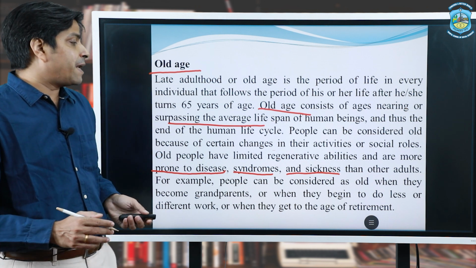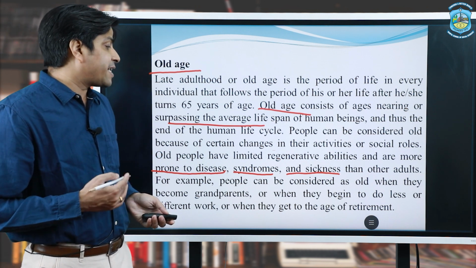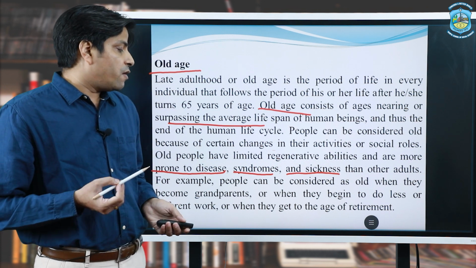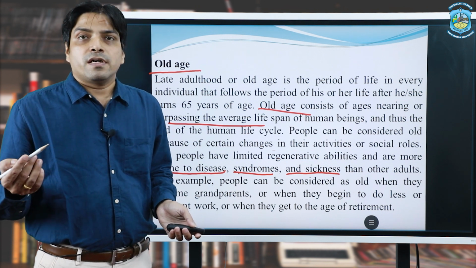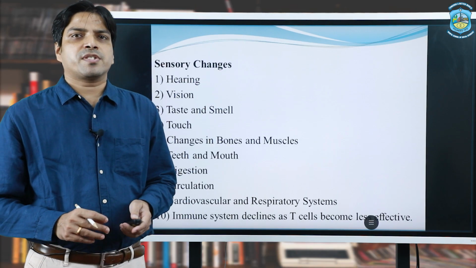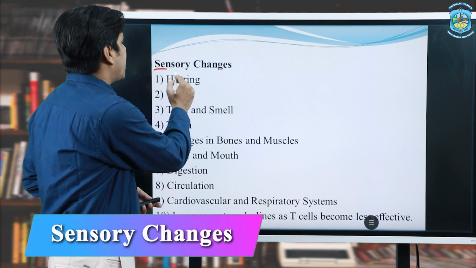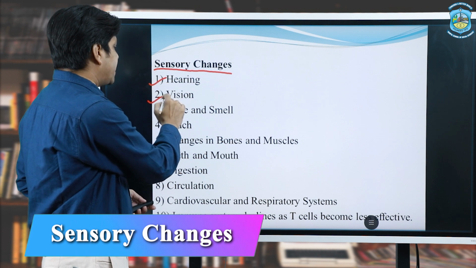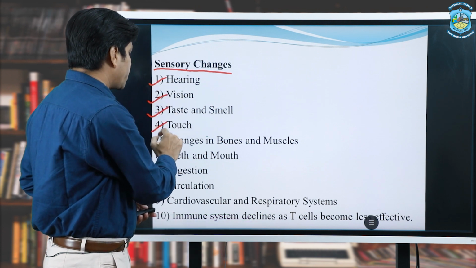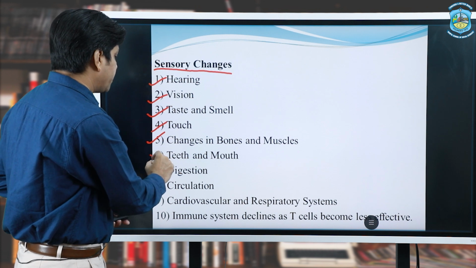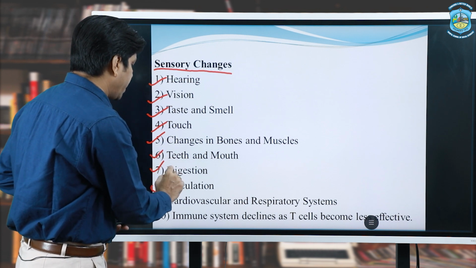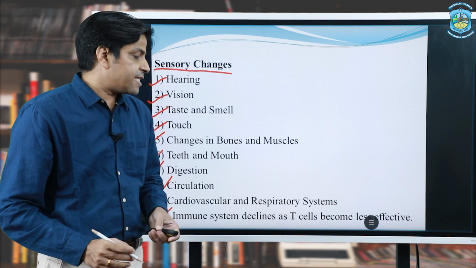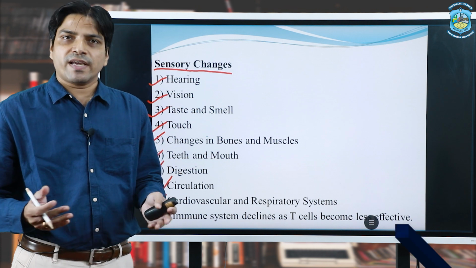For example, people can be considered old when they become grandparents, or when they begin to do less or different work, or when they reach the age of retirement. There are some sensory changes which take place in old age, which include hearing, vision, taste and smell, touch, changes in bones and muscles, teeth and mouth, digestion, circulation, cardiovascular and respiratory systems, and the immune system declines as the T cells become less effective.